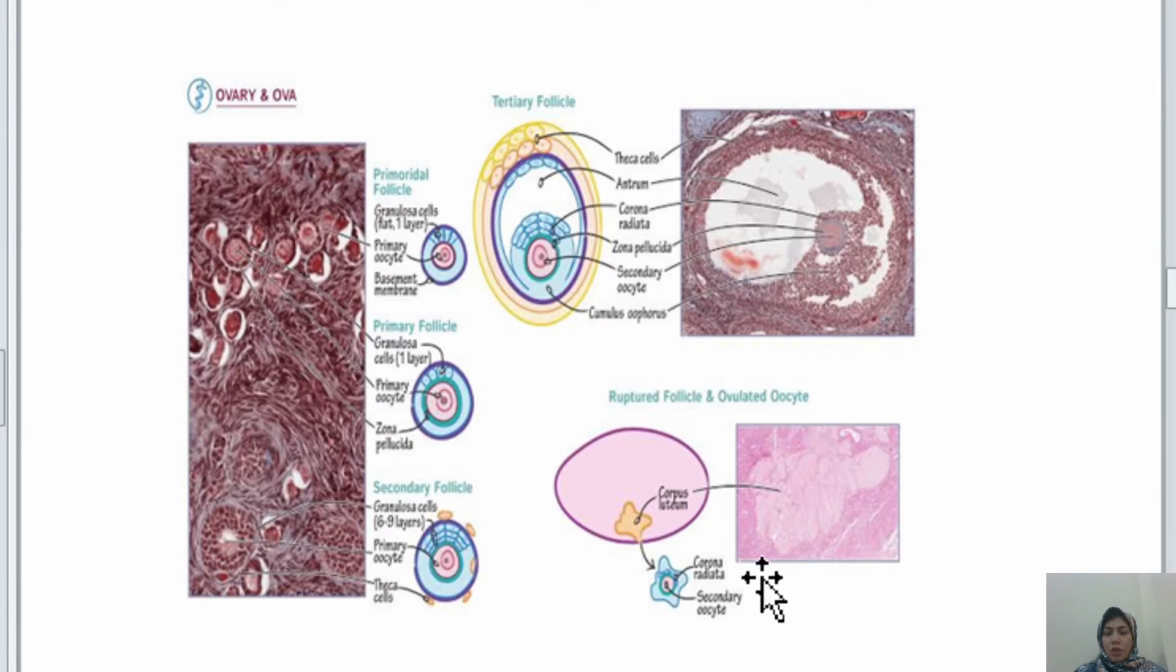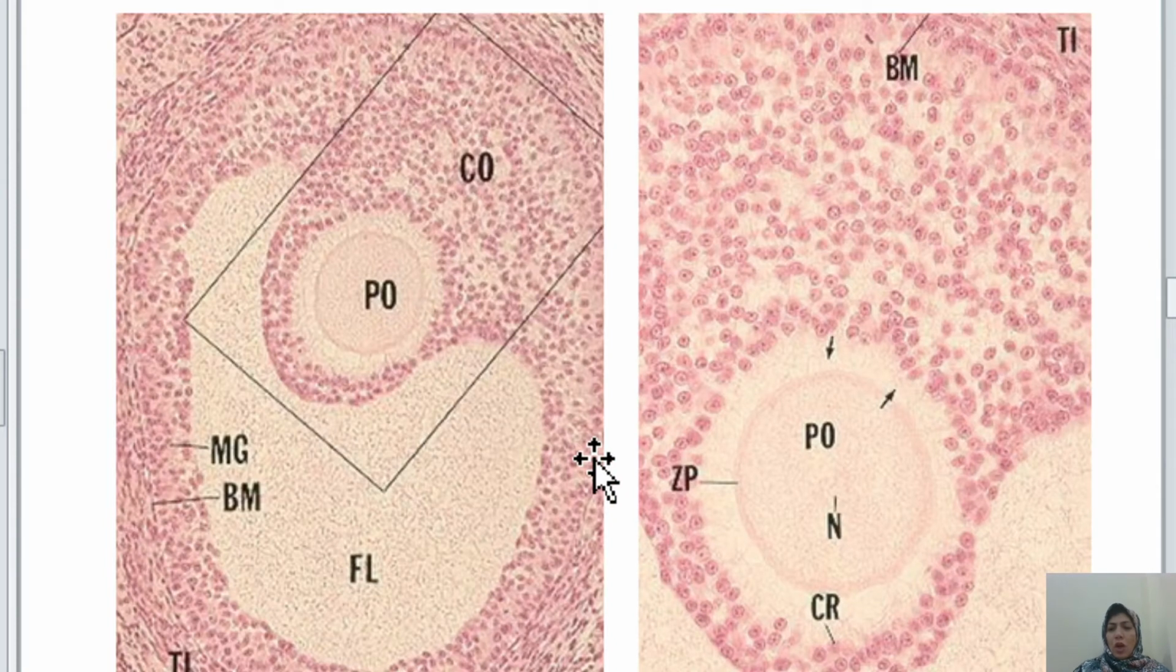This is the picture that shows a tertiary follicle of the ovary. Also, this is another picture where you can see this bulging, the antrum, and the cumulus oophorus.